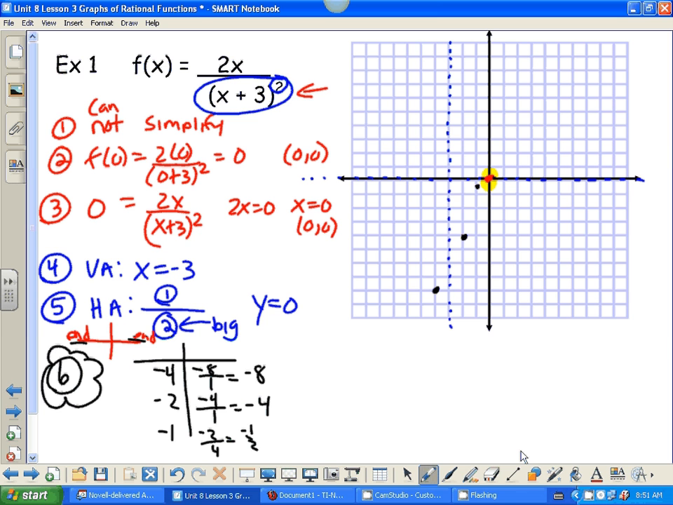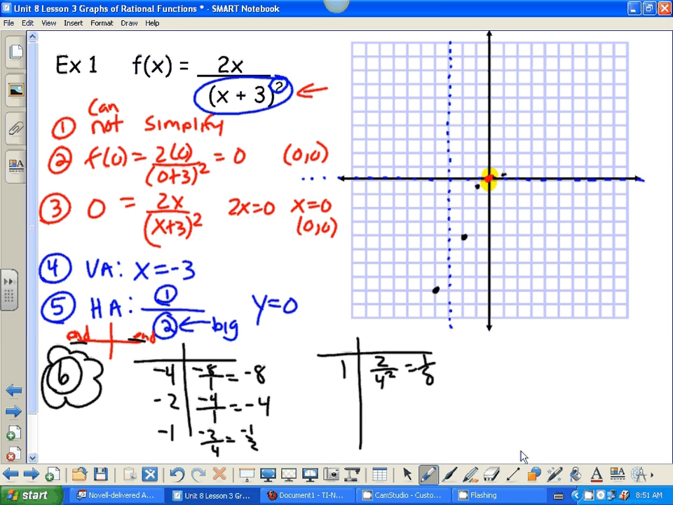Well, as I keep going, let me see what's happening at 1. When I put in 1, I get a 2 up top and a 4 squared on bottom. So that's going to be 2/16 or 1/8. So it is just right above.